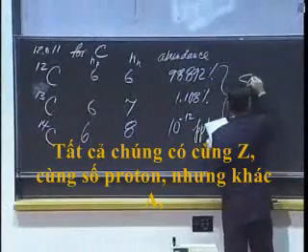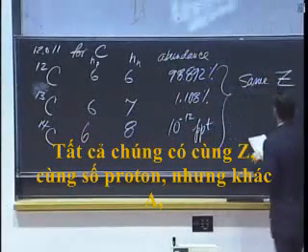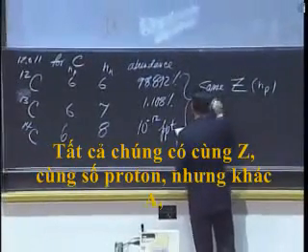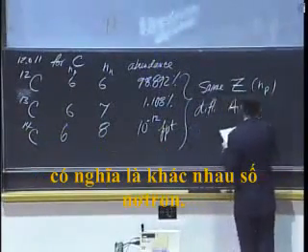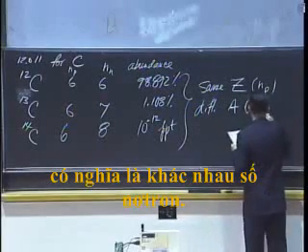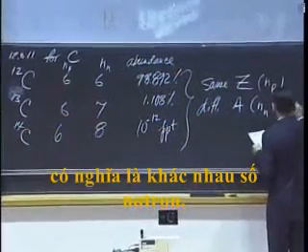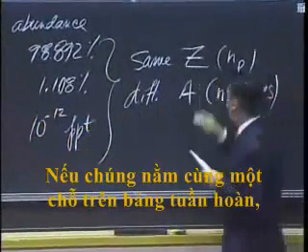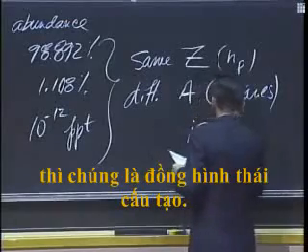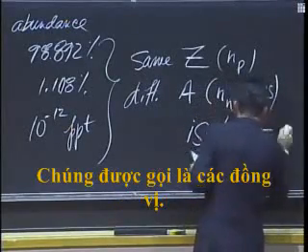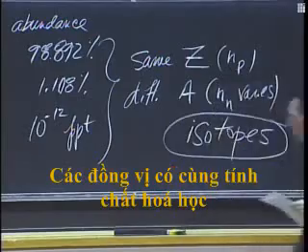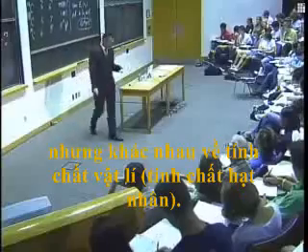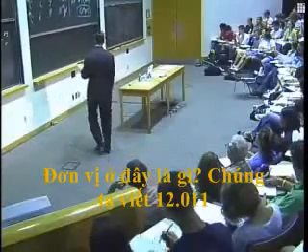So we have here, they all have the same Z, same proton number, okay, but different A, which means the number of neutrons varies, okay? So that means they're found in the same place on the periodic table. So if they're found in the same place, it's isotopos. So these are called isotopes. Isotopes have the same chemical identity but different nuclear properties.